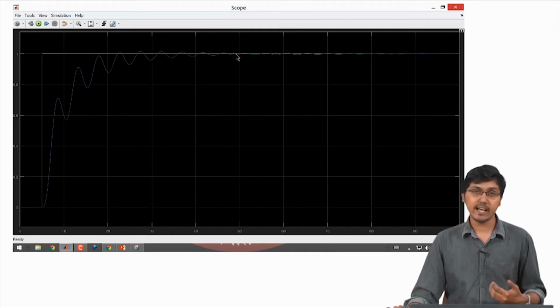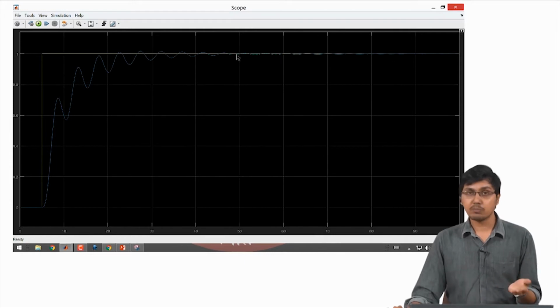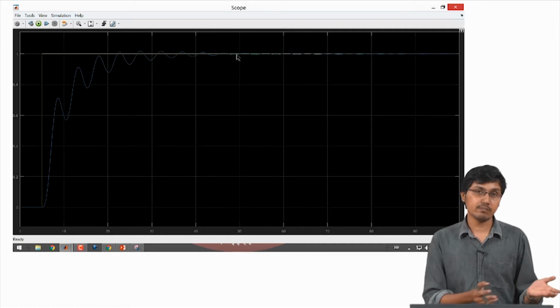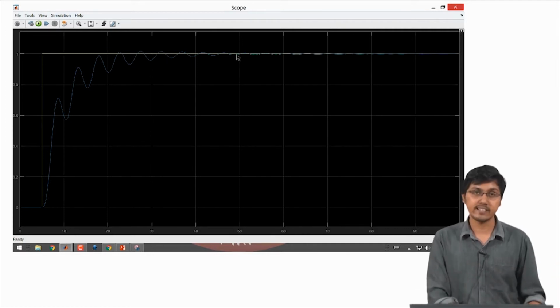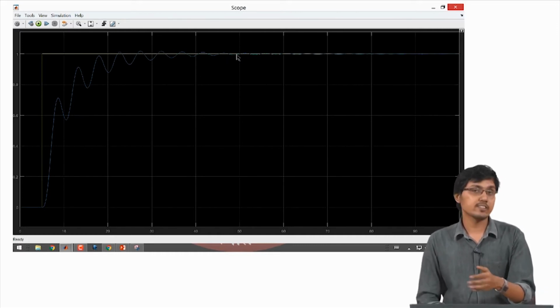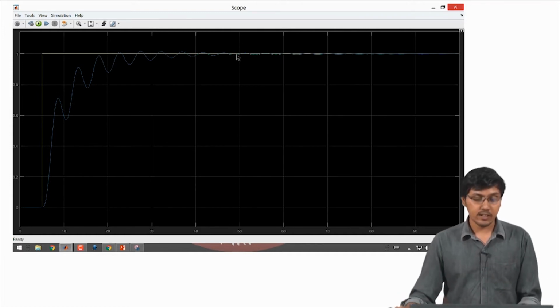So when we say I want to go to, say, 90 degrees Celsius, if we have just a proportional controller, we may not go to 90 degrees Celsius. We may stay somewhere at 80 degrees Celsius. We can never go to 90 degrees Celsius when we give a step change in the set point. But this integral controller actually solves that problem. It reaches 90 degrees Celsius.